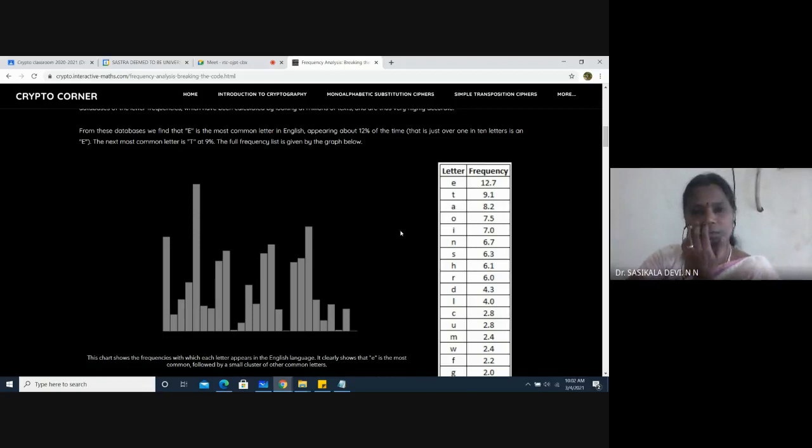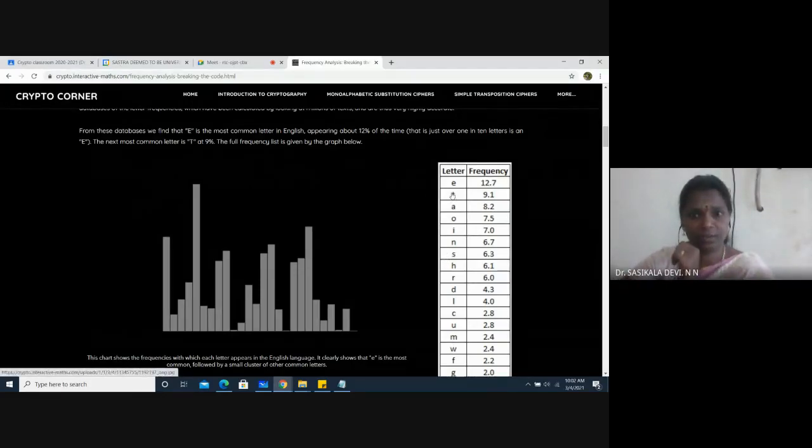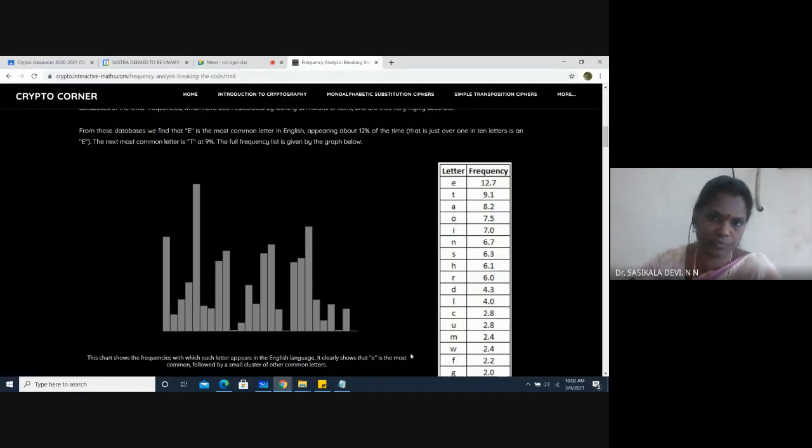If the number of characters is high, the possibility of breaking the cryptosystem is high. One major property of the English language is that E is the most common character. The next most common character is T, then subsequently A, O, and so on. This is a frequency table available for the English language, so you need to know this.